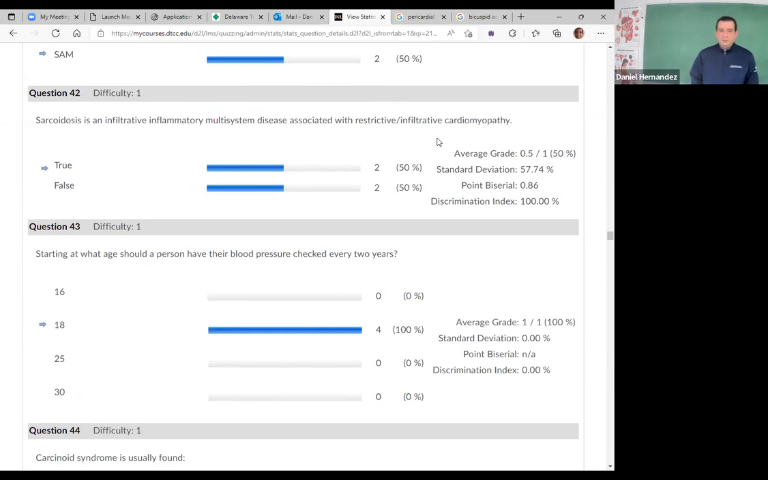So sarcoidosis is one of those infiltrative diseases that's associated with restrictive or infiltrative cardiomyopathy. Again, it's amyloidosis, number one. Other causes could be sarcoidosis, which is another autoimmune inflammatory disease, as well as hemochromatosis and glycogen storage disease.